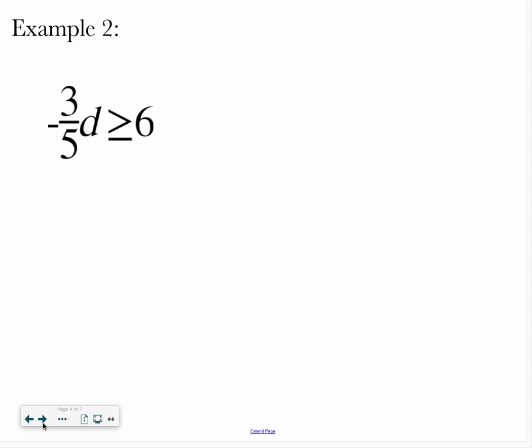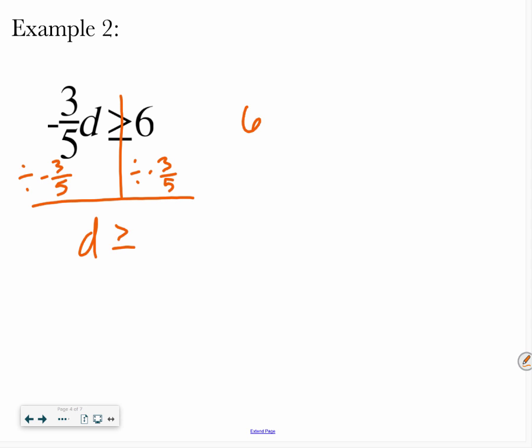Okay, so if we solve it, again, I tee it up, and I'm doing -3/5 times d. So I want to divide both sides by -3 over 5. Now I have d is greater than or equal to 6 over 1 times, I multiply by the reciprocal, -5/3. So this cancels, this becomes a 2. So I have a -10, because I have a positive times the negative, and 2 times 5.